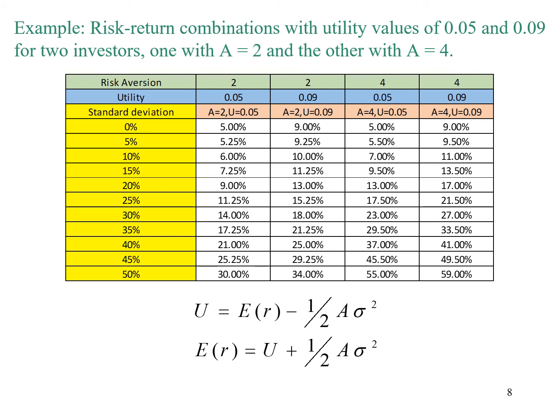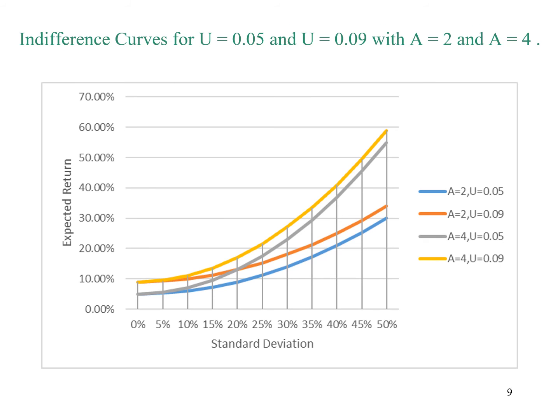Let's draw an indifference curve using some data. For the curve, the x values are standard deviation, which we assume a value from 0%, 5%, 10%, and up to 50%. We use coefficient of risk aversion of 2 and 4 as input. We also assume two levels of utility, 0.05 and 0.09. We are going to use the formula of the expected return to calculate the y values of the indifference curve. The results are shown in this figure.